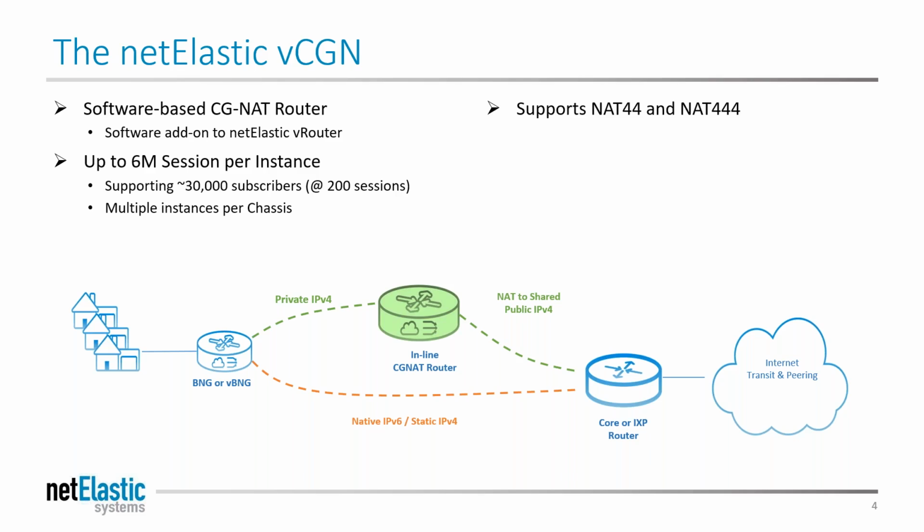Today, we support NAT44 and NAT444. We're exclusively looking to solve the problem of IPv4 address extension. We're not looking to solve NAT64 or other solutions. So if you're running an all IPv6 only network and not a dual stack network, then you'd probably want to look towards another solution. But if you're looking to solve just the IPv4 extension problem, ours is a very cost-effective and powerful solution.